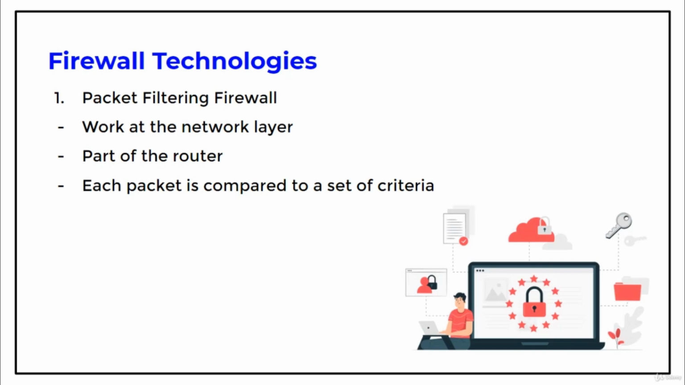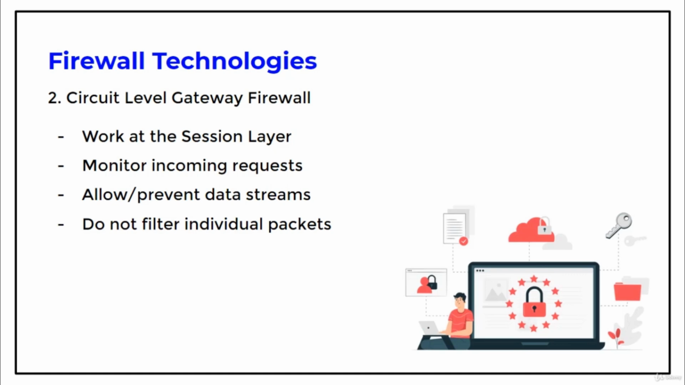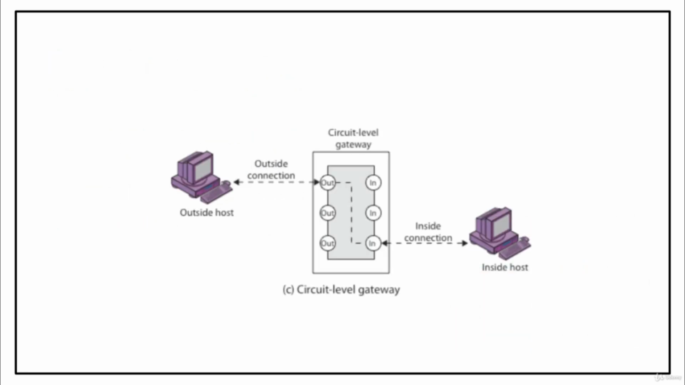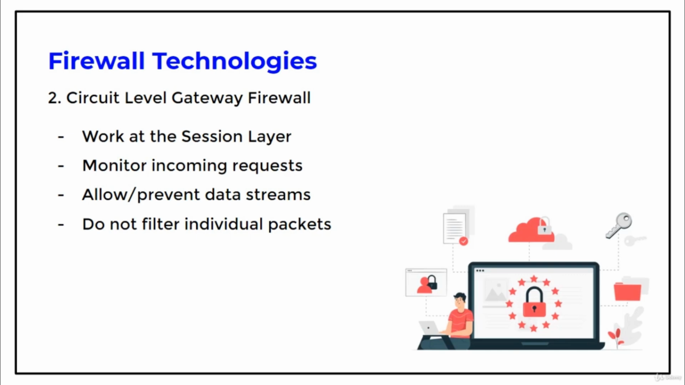Now, the second is circuit level gateway firewall. Circuit level gateways work at the session layer of the OSI model. It is the advanced version of application gateway. It acts as a virtual connection between the remote host and the internal users by creating a new connection between itself and the remote host. It also changes the source IP address in the packet and puts its own IP address in the place of the source IP. This way, the IP addresses of the internal users are hidden and secured from the outside world.